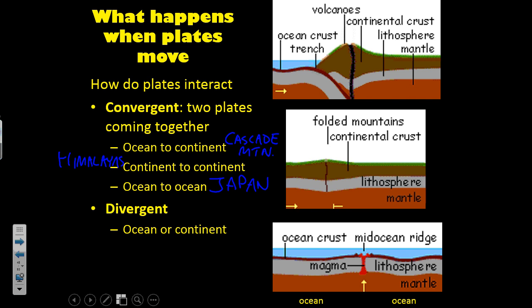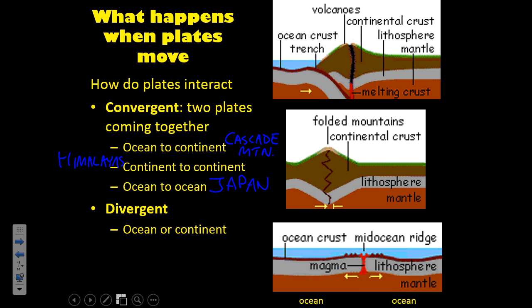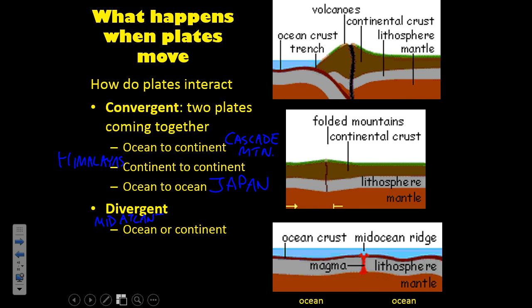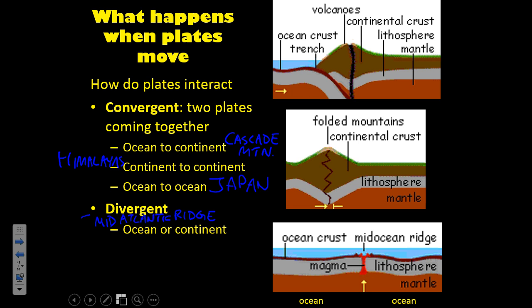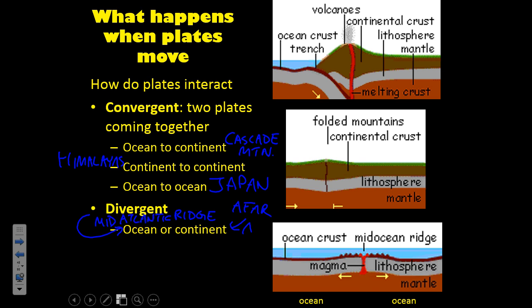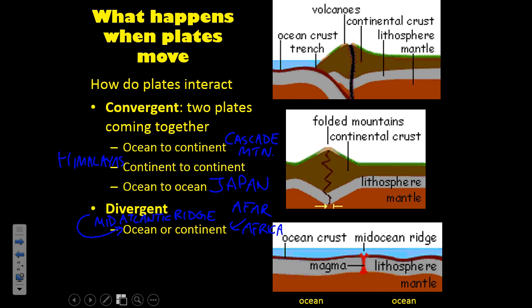The next type is what's called divergent, and we can have oceanic crust diverging apart, and we have continental crust diverging apart. And essentially, then what's going to happen is magma is going to reach the surface. The oceanic example, this is the mid-Atlantic ridge. That's this one. And then a continental to continental divergent example is in the Afar, it's called Afar Triangle in Africa. This is essentially going to split a part of Africa off into the ocean.